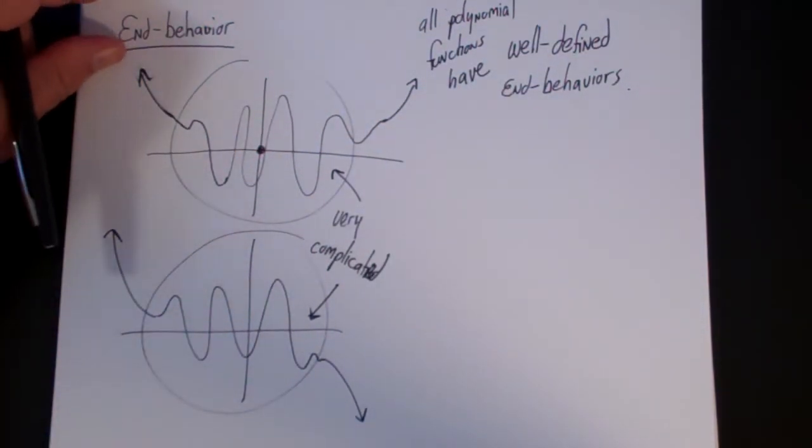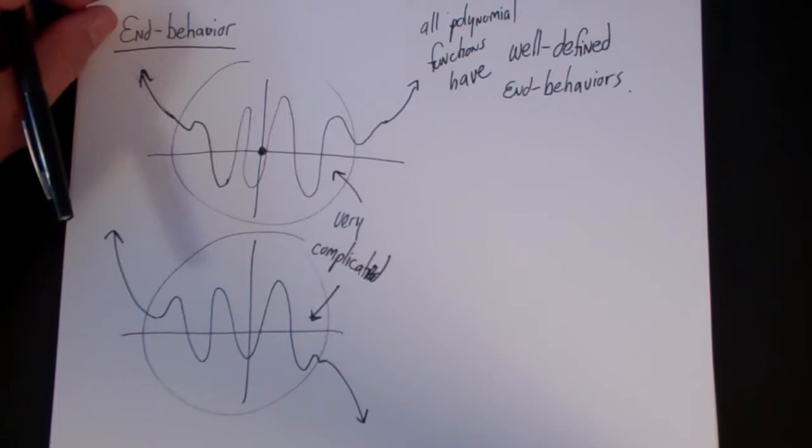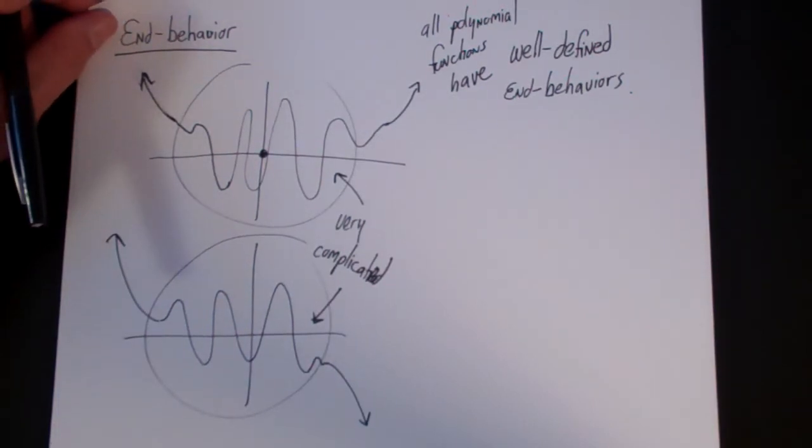And we use something called the leading term test, or the leading coefficient test, to describe what that end behavior is. So let's talk about that. Let's talk about the leading term test. It's probably more commonly called the leading coefficient test, though your current book uses the term leading term test.